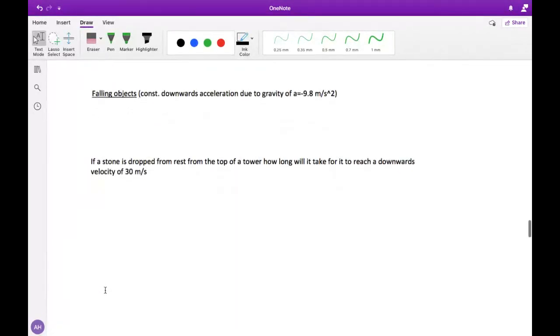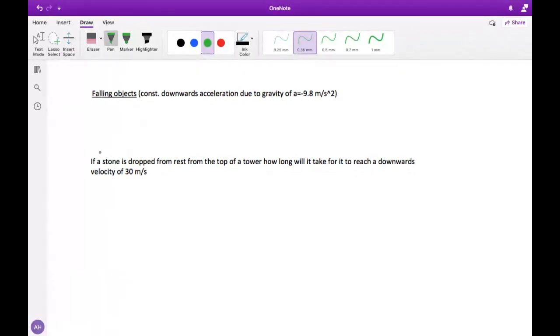What I would like to move on to is objects that fall downwards, or falling objects, I should say. And for objects that are in free fall, or falling objects, we can always assume that there's a constant downwards acceleration due to gravity of negative 9.8.